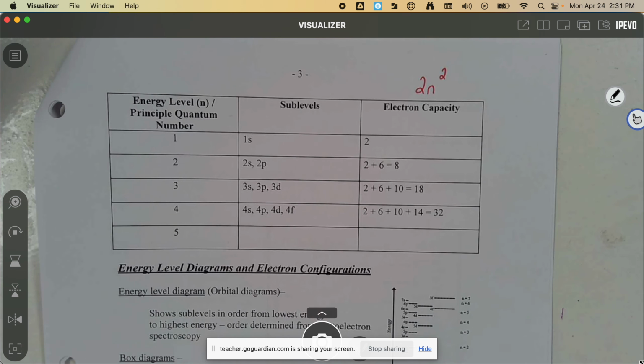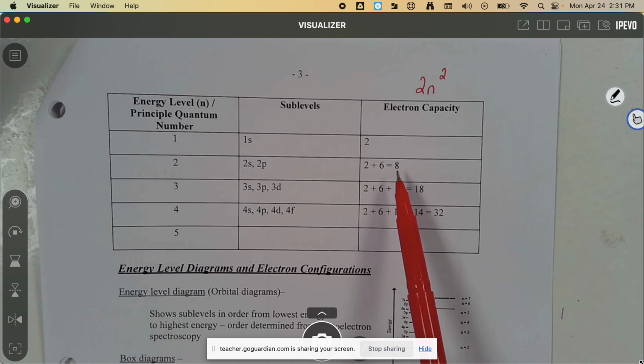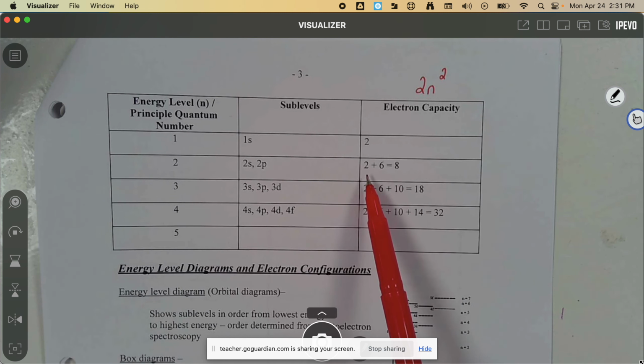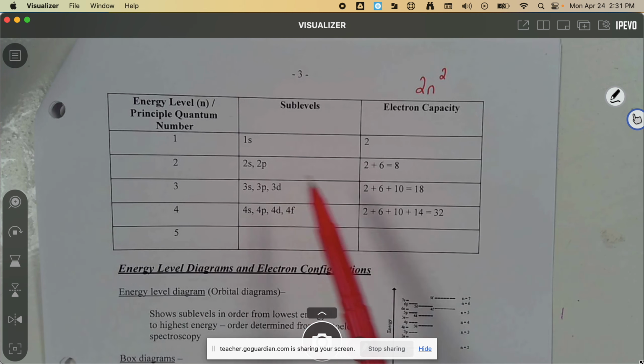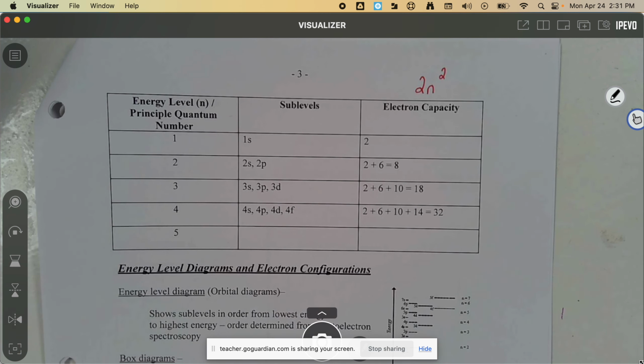Where Bohr went wrong was his assumption that at the second energy level, all 8 of these electrons were the same. They aren't. There are 2 electrons in the 2s sublevel, 6 electrons in the 2p sublevel, so it's 8 electrons, but of 2 different varieties. And at the third energy level, yeah, we can have 18 electrons, but they come in 3 different varieties.